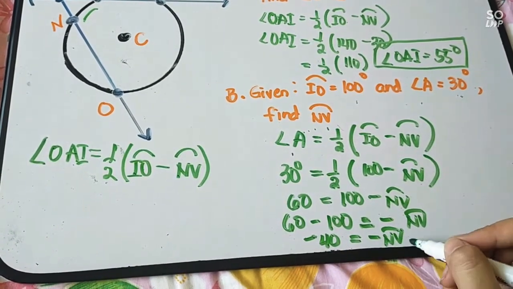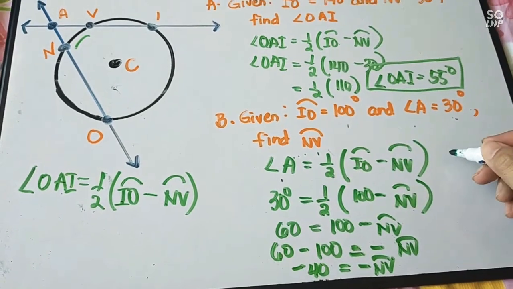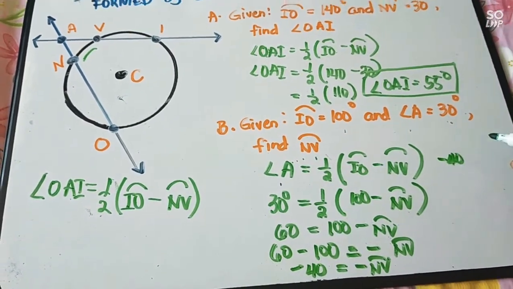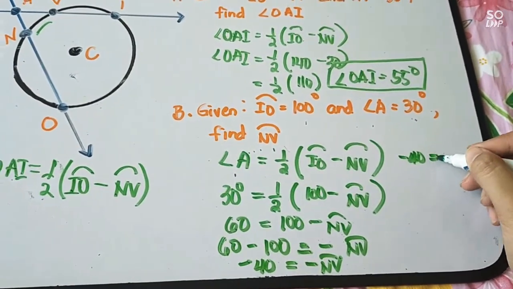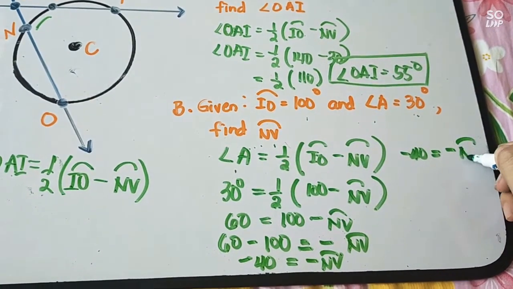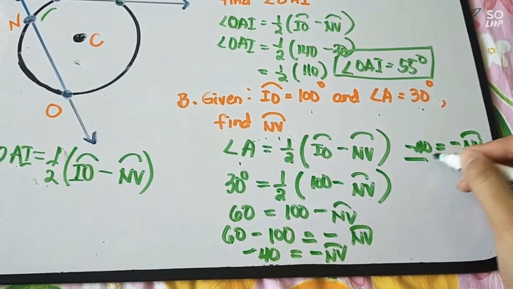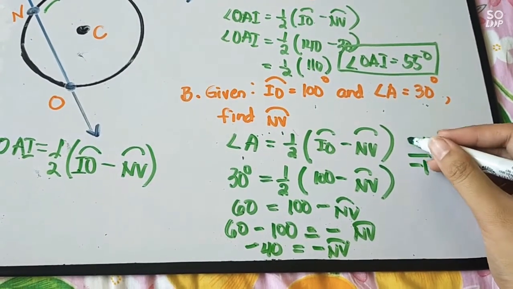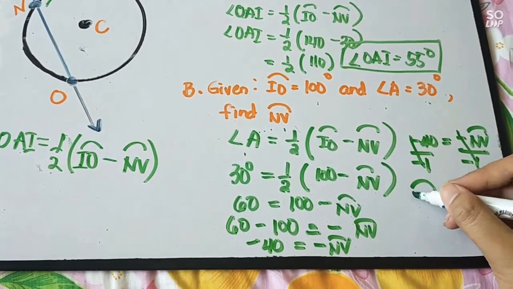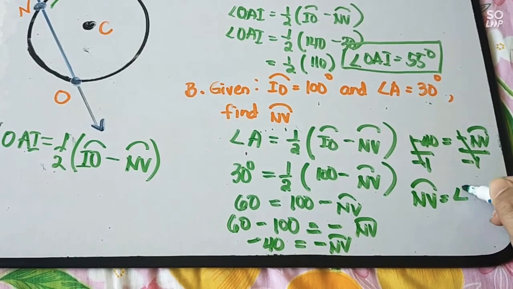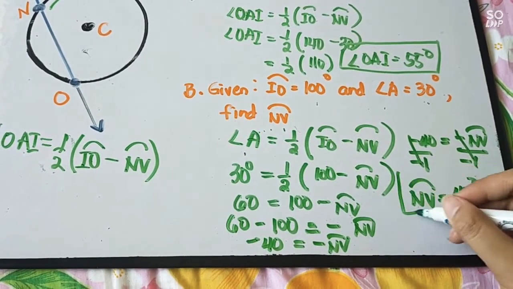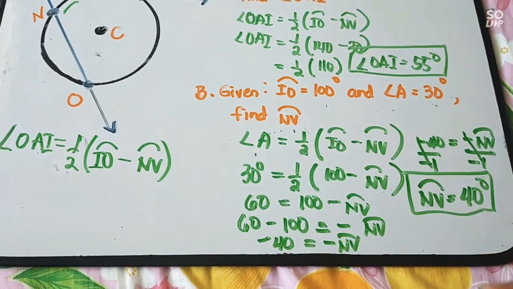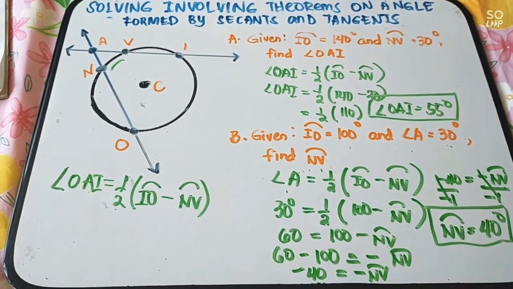So, bawal may negative sign dyan. So, we have negative, sulat ko lang ulit dito, negative 40 is equals to negative arc NB. Divide both sides mo lang yan by negative 1. So, cancel mo na yung negative sign. Ang matitira na lang ay si arc NB is equals to 40 degrees. So, yun na yung sagot niya. Okay? Did you get it?